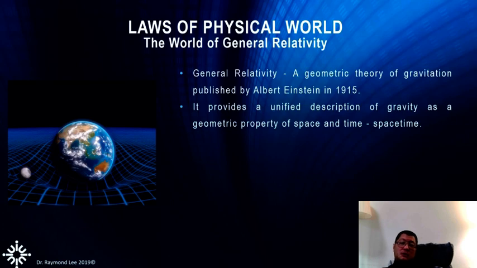It provides a unified description of gravity as a geometric property of space and time, what we call space-time. So one important theory for Einstein is that he proposed a very unique idea about time. Time itself is something very special, because before that, we all believed time cannot be reversed, time cannot be stopped, because time is time itself.